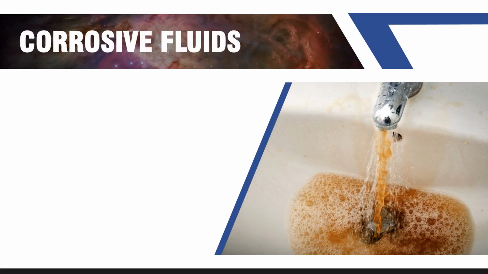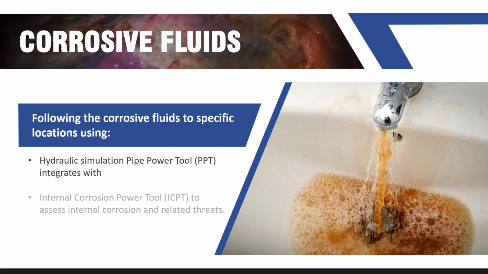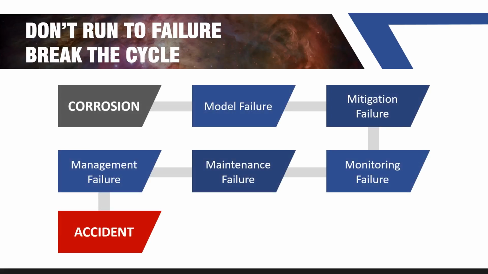Corrosive fluids. Following the corrosive fluids to specific locations using Hydraulic Simulation Pipe Power Tool, or PPT, integrates with Internal Corrosion Power Tool, or ICPT, to assess internal corrosion and related threats. Don't run to failure. Break the cycle.